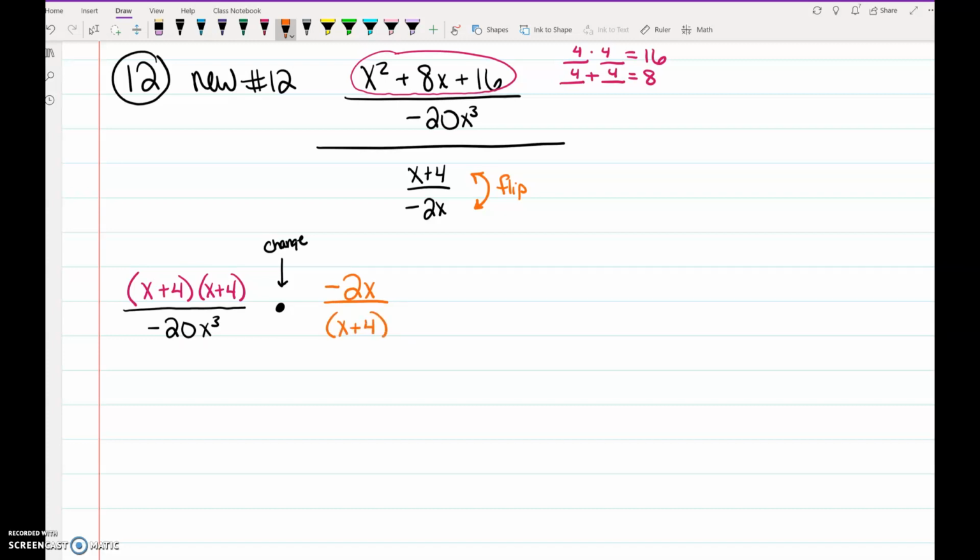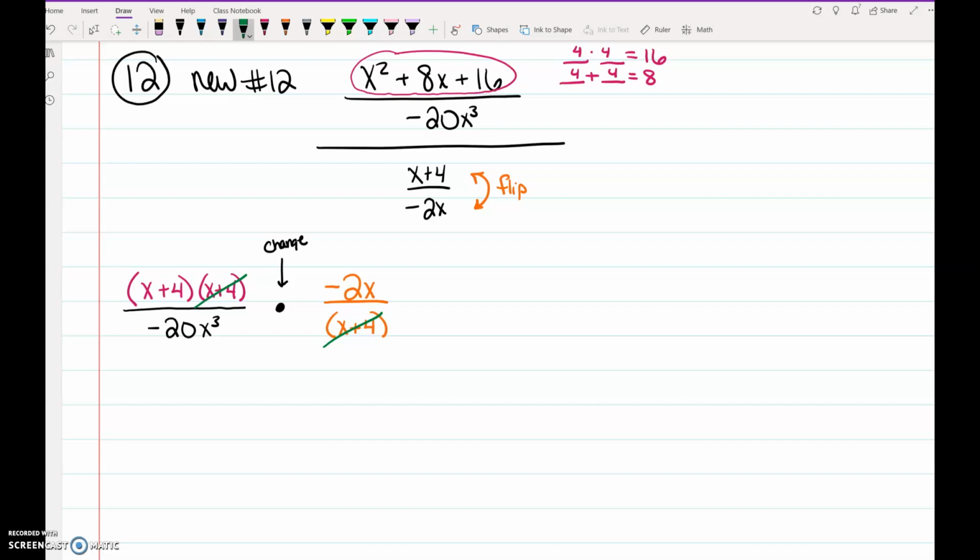The one on your review involves several factoring steps. This one, like the one on your test, you really just have to factor that first numerator, and then you're done factoring. And then change the sign to multiply, flip the second fraction. Now, what cancels? X plus 4 cancels. What else cancels?